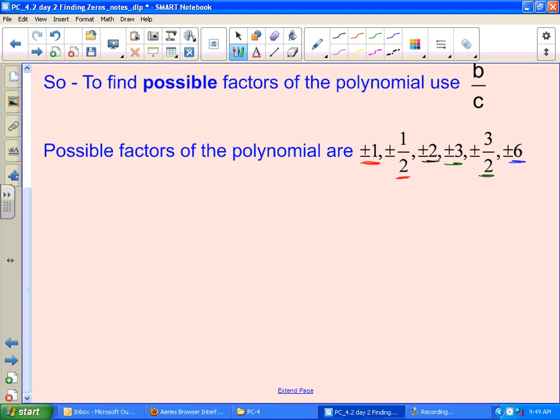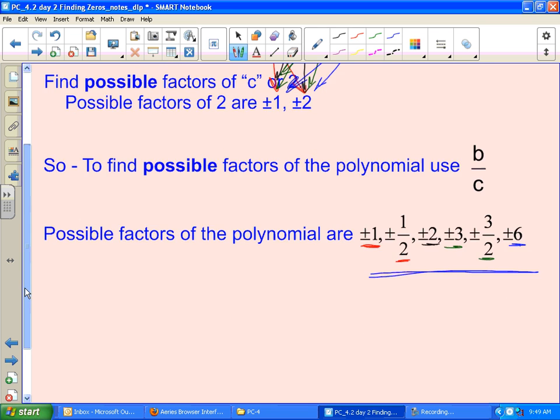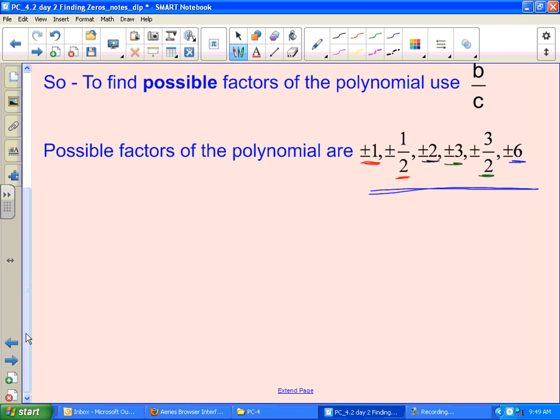So all of these now, we can plug into synthetic division with our polynomial 2, negative 9, 7, 6. And hopefully we would find a 0. That would be nice to find. And if we did, then we can break this thing down from a cubic into a quadratic.